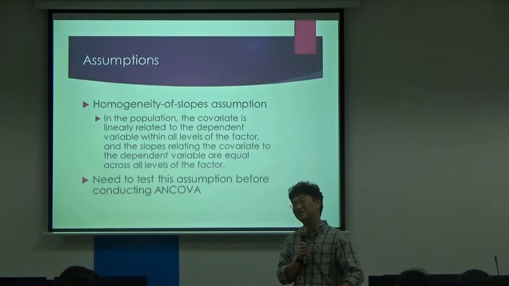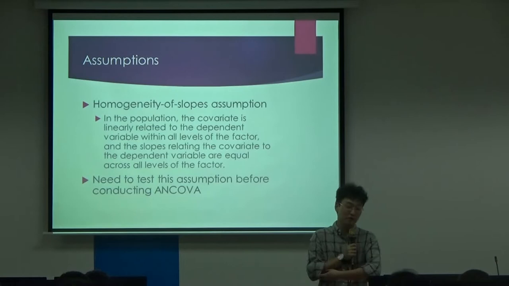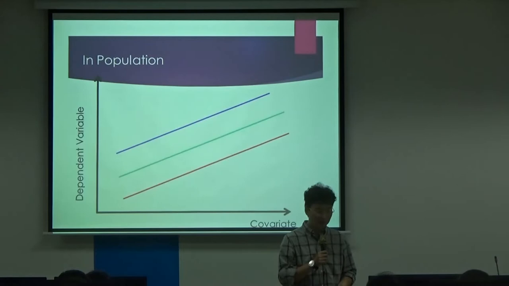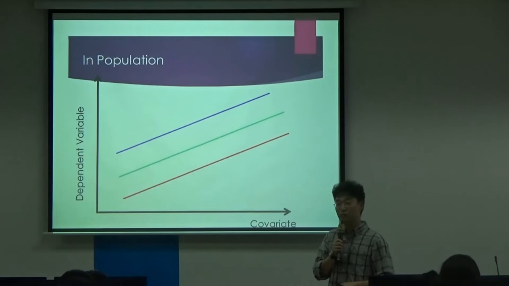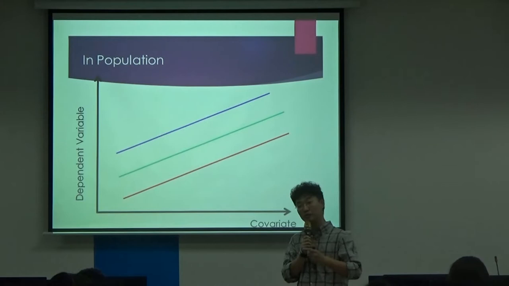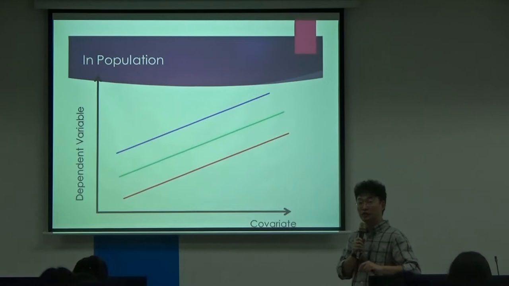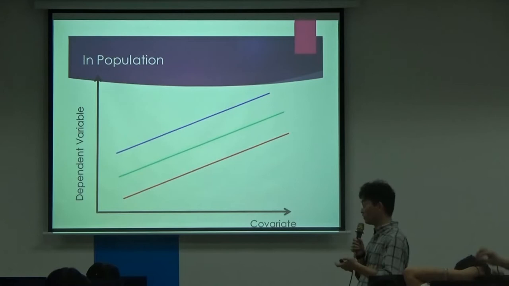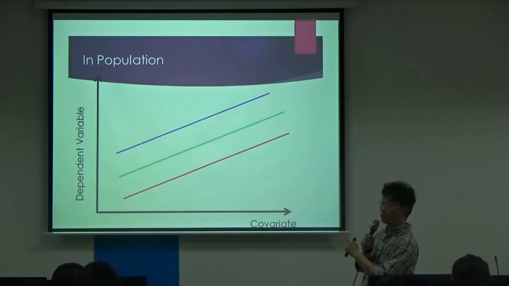It's similar to the homogeneity of variance assumption in t-tests, but actually it's related to slopes. So where do the slopes come from? If we look at this graph, remember we have a dependent variable, and we may have one or more independent variables. And also in analysis of covariance, we have a covariate, one covariate or several covariates. Let's assume we have only one covariate. So there should be a linear relationship between the covariate and the dependent variable.